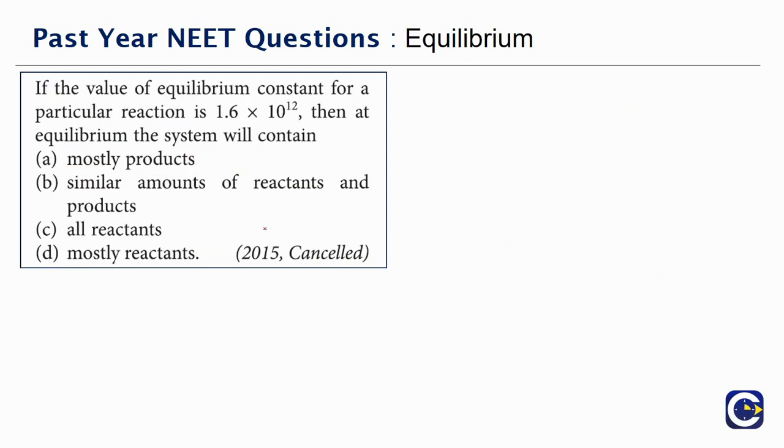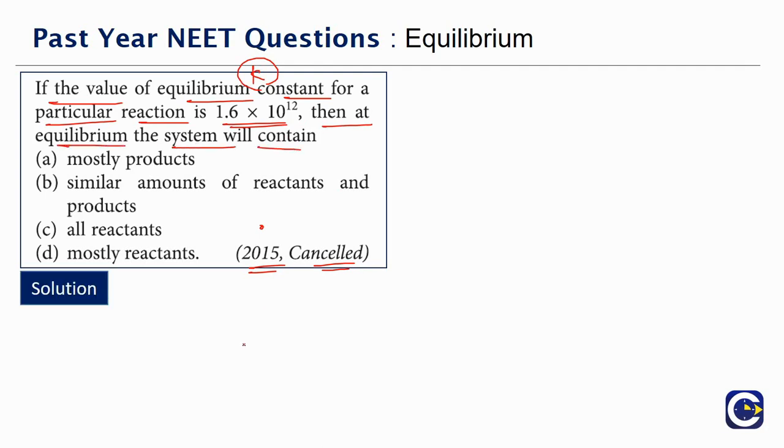Look at another question. This is a question that has come again in the cancelled paper 2015. If the value of equilibrium constant for a particular reaction, so equilibrium constant for the reaction is given as 1.6 into 10 power 12. That is the value of equilibrium constant. So this is the K value. Then at equilibrium, the system will contain. So here, if you just take a look at these options, what they are saying, the system will contain mostly products, similar amounts of reactants and products, all reactants, or mostly reactants.